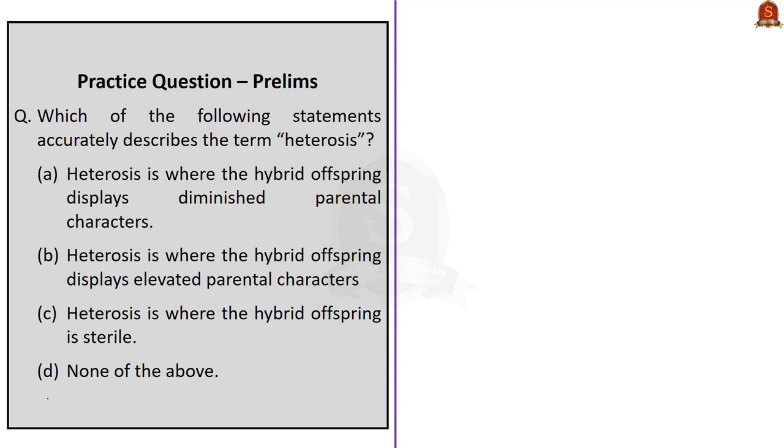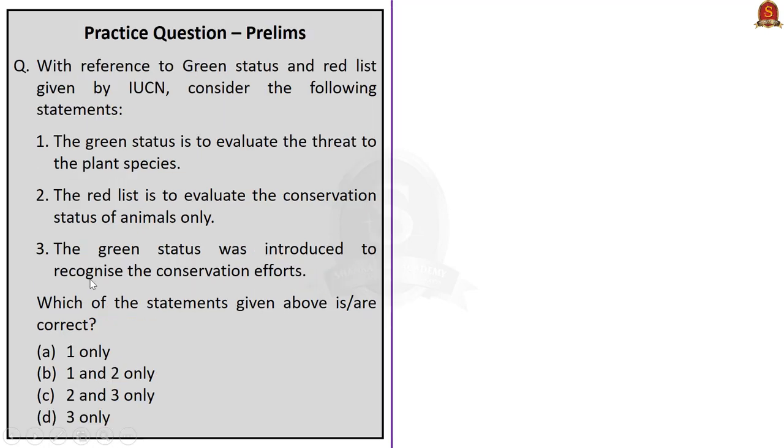So from our discussion itself, we know option A is wrong because heterosis is where the hybrid offspring displays elevated parental character. So the correct option for this question is option B. Heterosis is where the hybrid offspring displays elevated parental character. Now moving on to the next question. This question is about the green status and red list of IUCN. So the question is, with reference to green status and red list given by IUCN, consider the following statements.